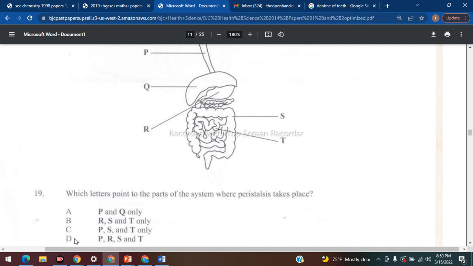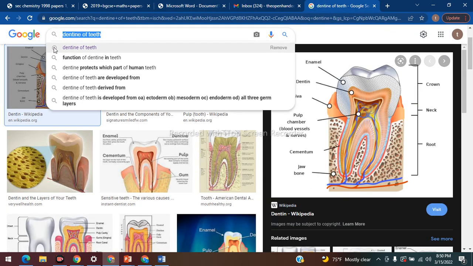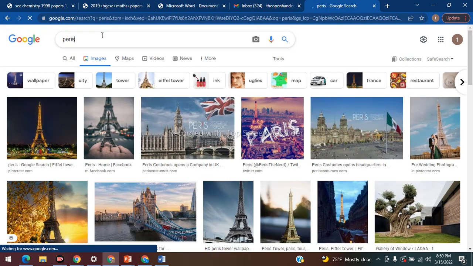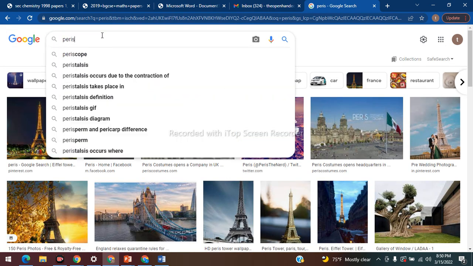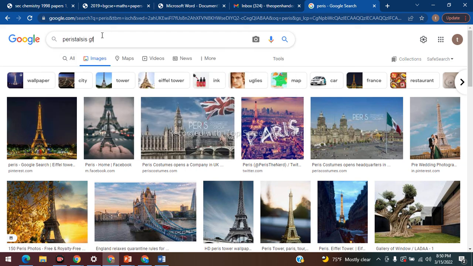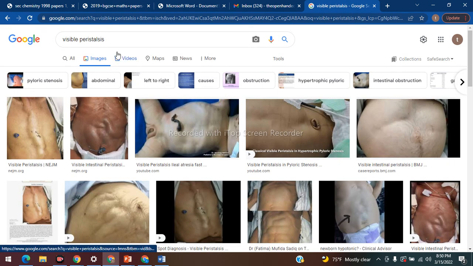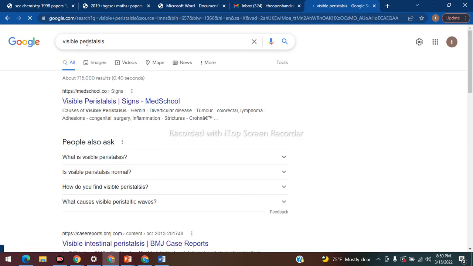Let me show you peristalsis. Okay, good to know. Peristalsis. Okay, maybe I shouldn't show this one. Sorry. It still is not good. I didn't want visible peristalsis.